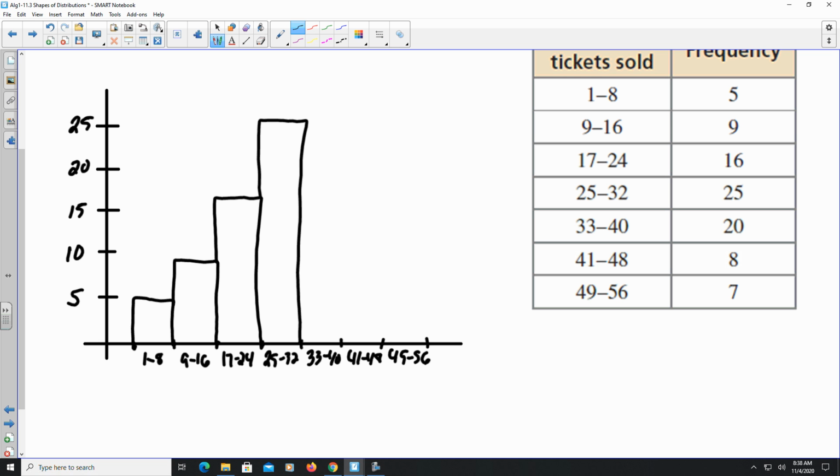Make my chart here. 33 through 40 is at 20, it's like there. 41 through 48 looks like 8, so not quite 10. And then finally 49 to 56, just a little bit smaller than that. Okay, so we have our histogram of the frequency of number of tickets sold.